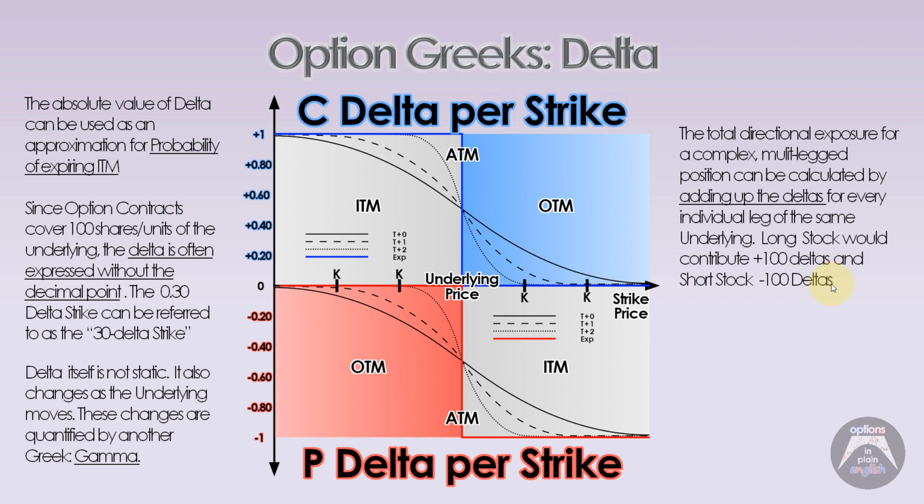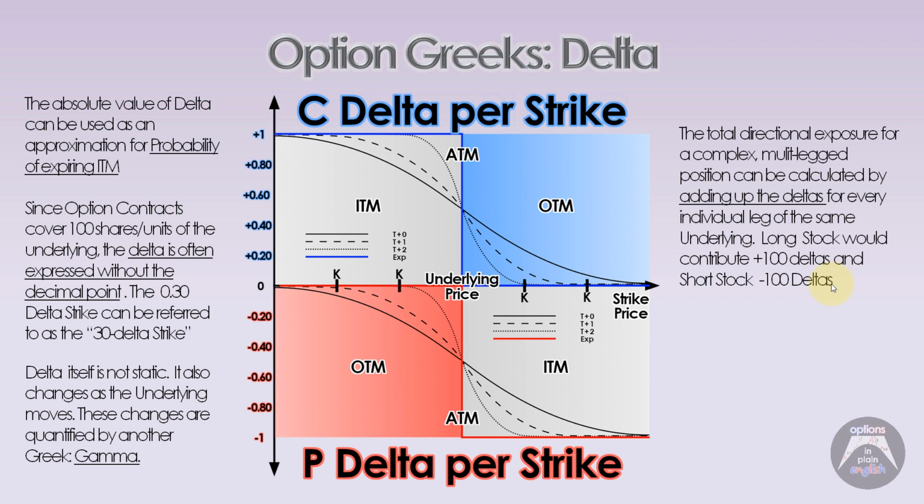Now, what if you have a more complex position? You have 100 shares, you have the at the money call, and then you have the 20 delta put. Well, in that case, you have 100 deltas from the long stock, 50 deltas from the at the money call, and you have minus 20 deltas from the out of the money put. You would add them up and you would come up with 130, which would be your total exposure.